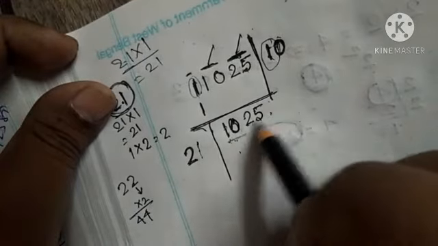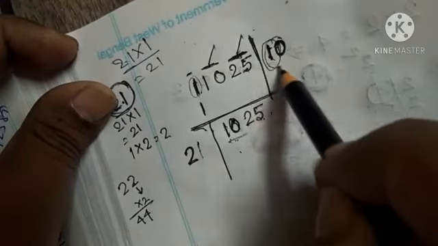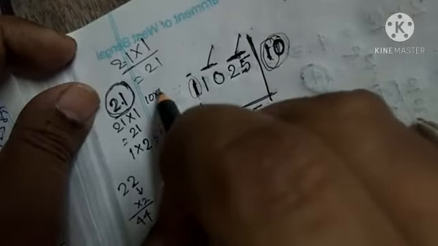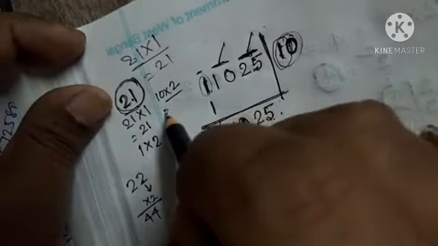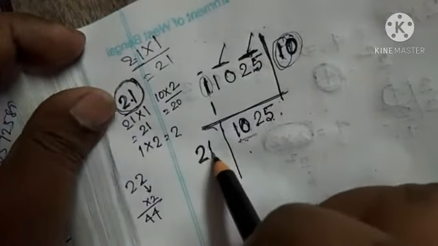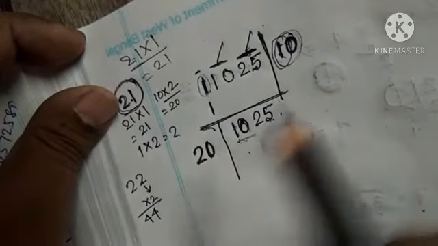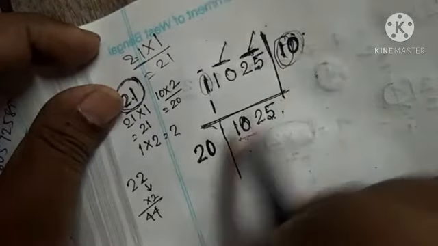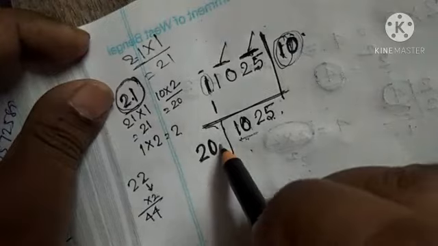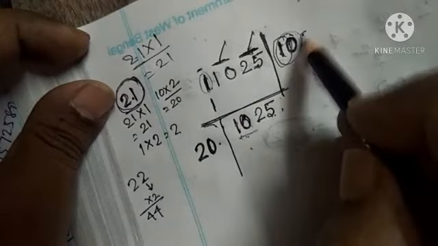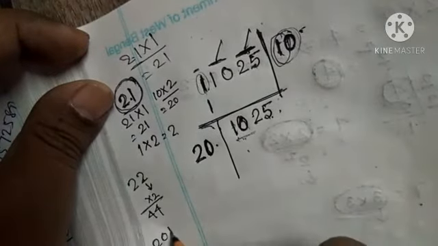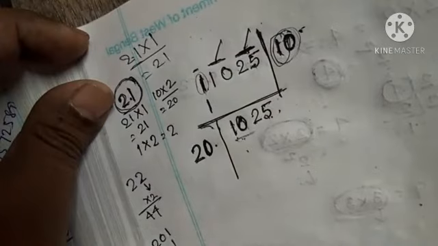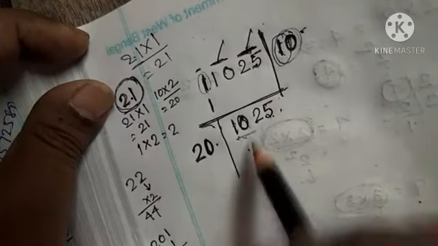Okay, 1025, and here the number is 10. 10 will be multiplied by 2, that is 20. We have to write 20 here. Now we have to write another number in this position. If we write 1, there will be 201 multiplied by 1, that means 201.